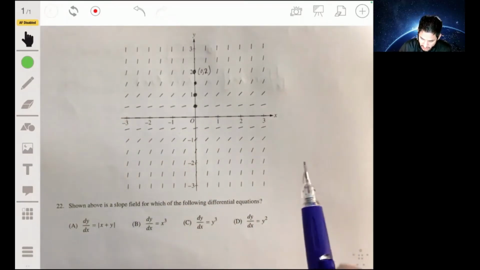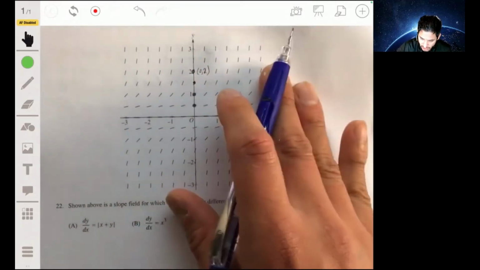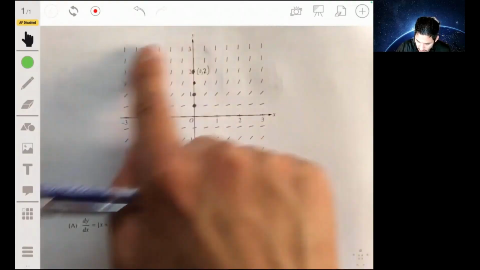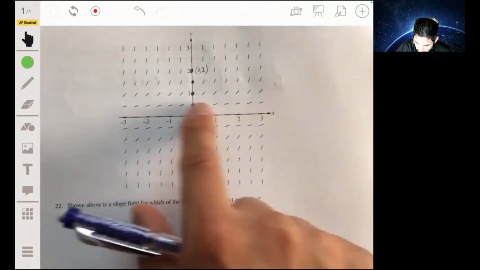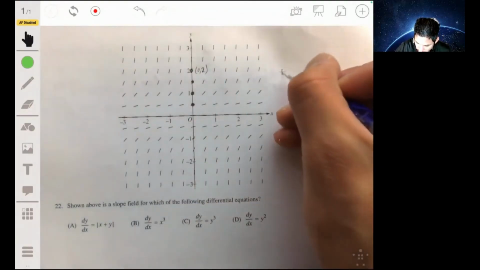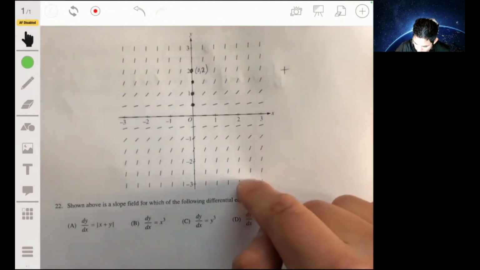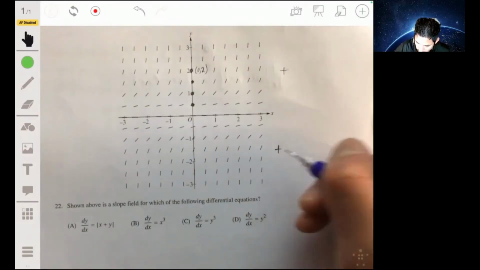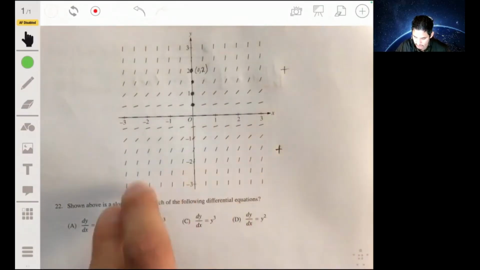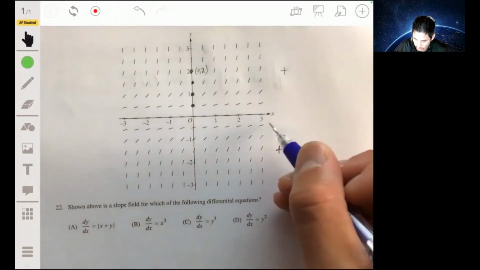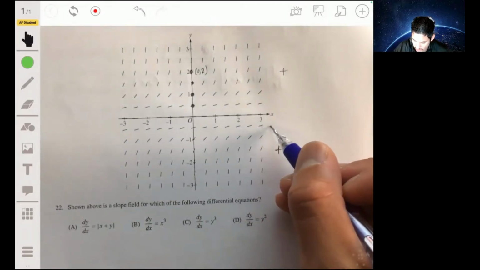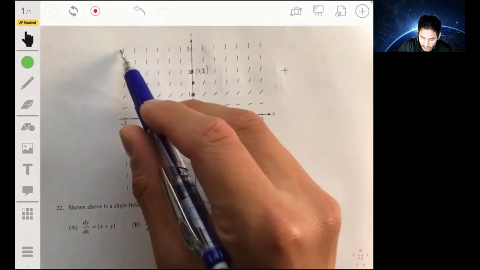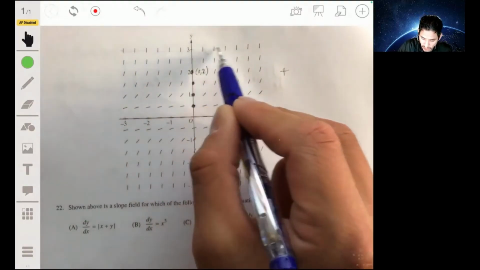So what I advise is to first figure out the pattern of the slopes. If you look on this side of the x-axis, the slopes are positive. Over here, the slopes are positive again. So it looks like the slopes are always positive. They get flatter, closer to 0, as they get towards the x-axis. The other thing that you can notice is that all the slopes are parallel for any given value of y.